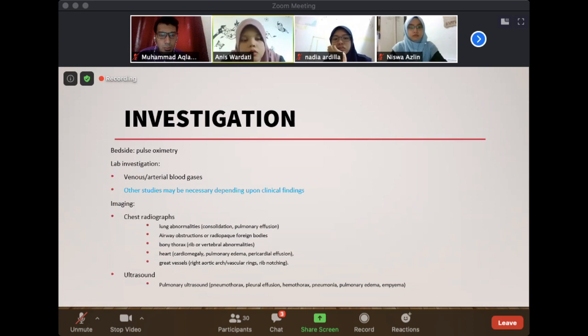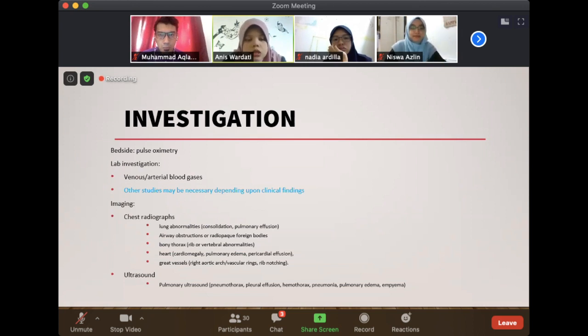And for thoracic causes, in trauma patients we can see broken segments of the ribs, or vertebral abnormality, probably because of scoliosis. It can also impair the thoracic cavity, and patients can present with breathlessness. From the chest X-ray itself, we can also look for cardiomegaly, pulmonary edema, and pericardial effusion, which may be suggestive of heart failure. And also, you can look at the blood vessels.